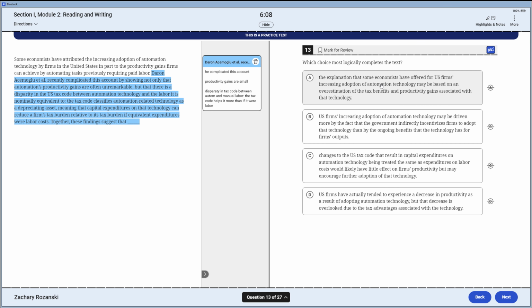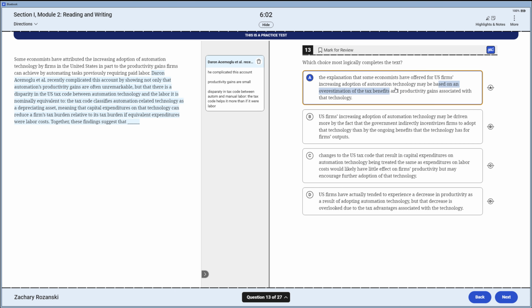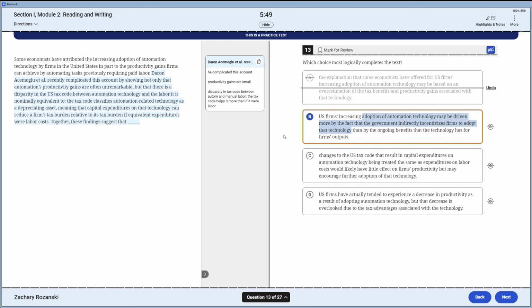The explanation that some economists have offered, that U.S. firms' increasing adoption of automation technology may be based on an overestimation of tax benefits, lies. No, there are tax benefits. That's what they're saying. U.S. firms' increasing adoption of automation technology may be driven more by the fact that the government indirectly incentivizes firms to adopt that technology. True, that's what we got in the second part. Than by the ongoing benefits that the technology has for firms' output, which would map onto productivity.